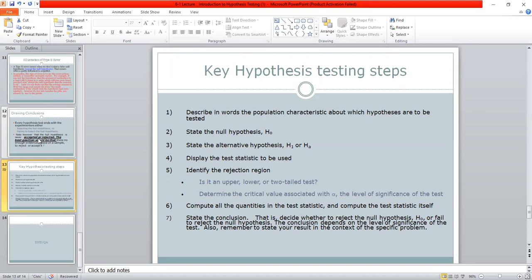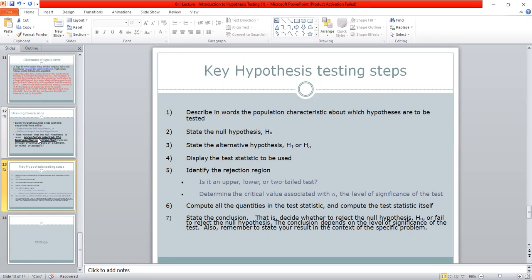Then number 2, you state the hypothesis, both the null and the alternative. So you take H0, like in our case up there, mu is equal to 4 against HA, mu is less than 4. Then number 4, you display the test statistic. That is the criteria for rejecting or accepting the null hypothesis. We have done it in the interview. I'll show you what a test statistic is.